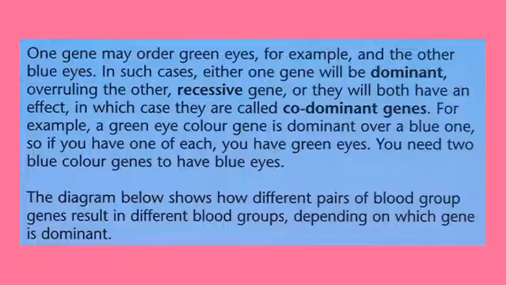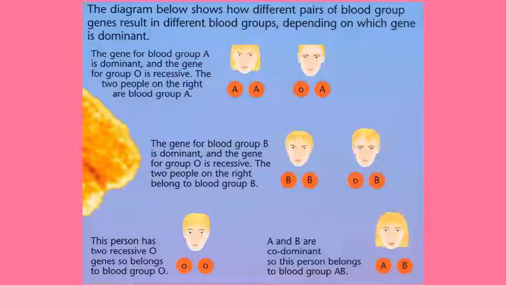The diagram below shows how different pairs of blood group genes result in different blood groups depending on which gene is dominant. The gene for blood group A is dominant, see, capital, dominant, and the gene for group O is recessive, small letter. The 2 people on the right are blood group A. Why? Because dominant A, recessive O. I'm talking about this one. This one's recessive, this one's dominant. The dominant one wins, so he is A.